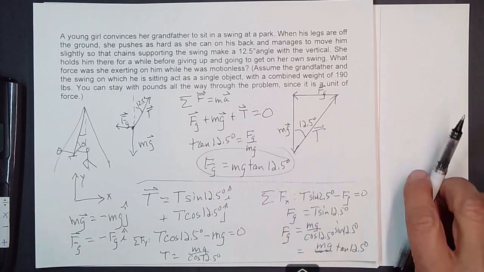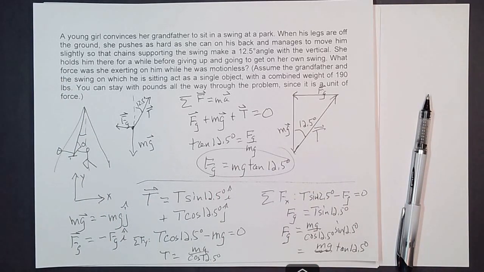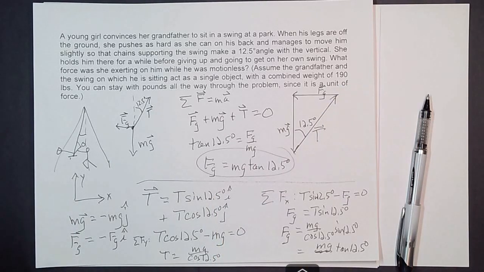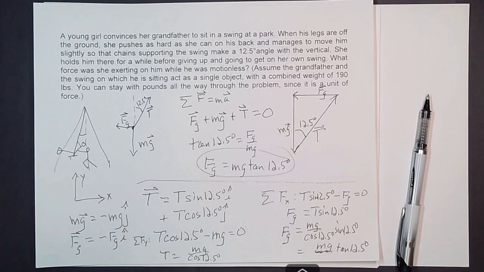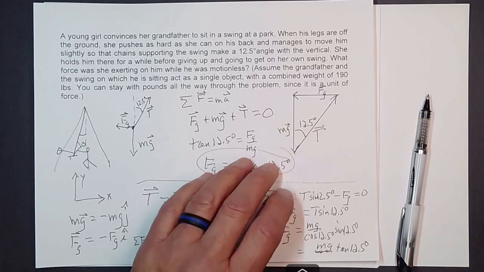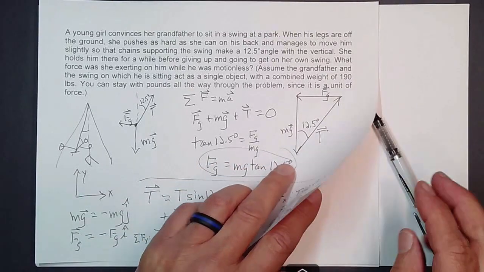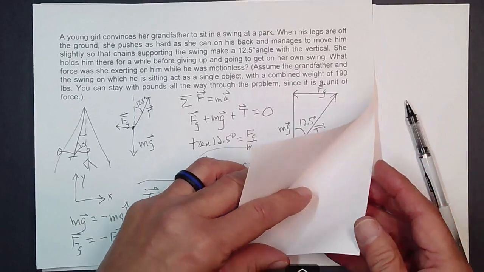And we could plug in the numbers here. Actually, I'm kind of curious. I did sort of work this out ahead of time to see if it was reasonable. mg is 190 pounds, so 190 tangent of 12.5. Okay, it's about 42 pounds, something like that. And that's a reasonable force for a small granddaughter to be able to exert. So there's our first one. We solved it with the 3-vector method.